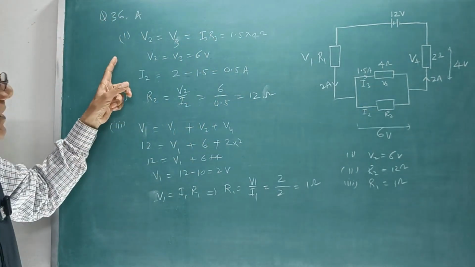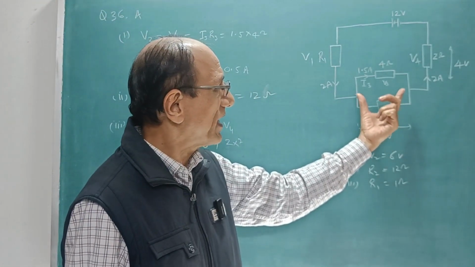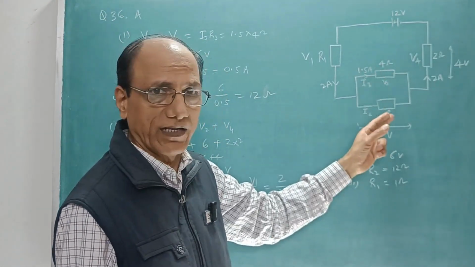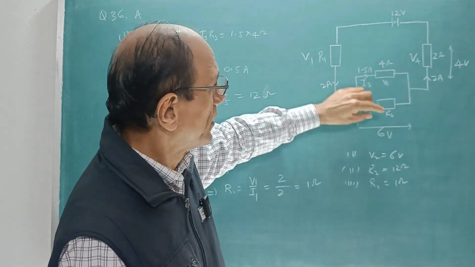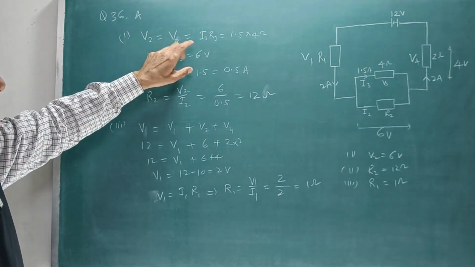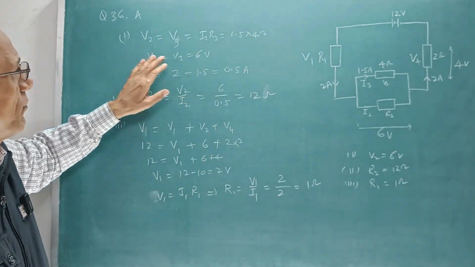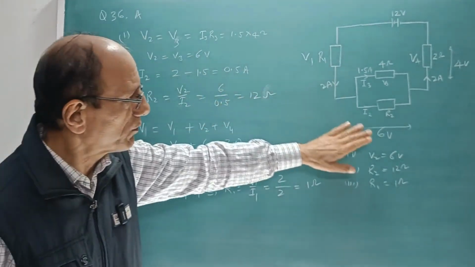So the first part is you have to find the potential difference across R2. So this will be same as this because these two are in parallel. In parallel, voltage remains the same. So V2 will be same as V3, which is equal to V4. V2 is equal to V3, that is I3 into R3, that is 1.5 into 4 ohm, that is 6 volt. So this V2 is 6 volt.